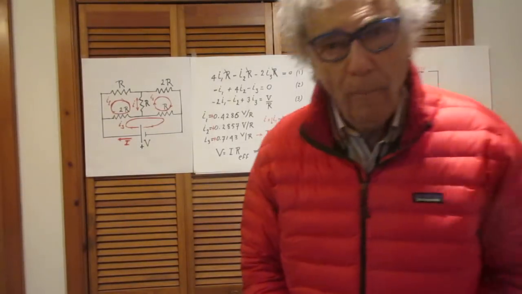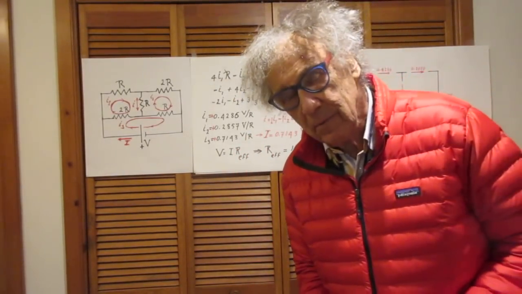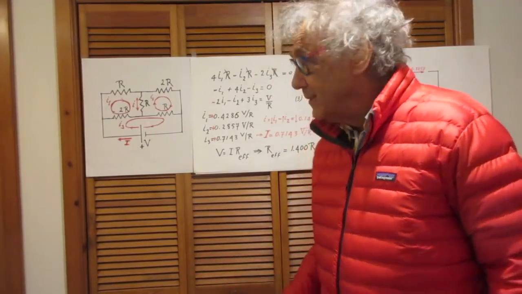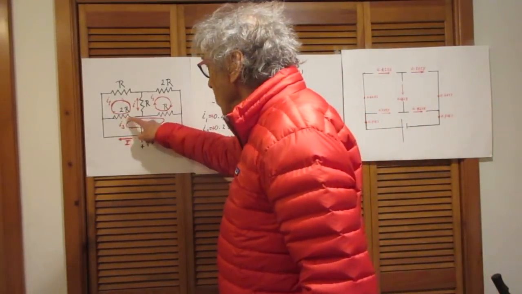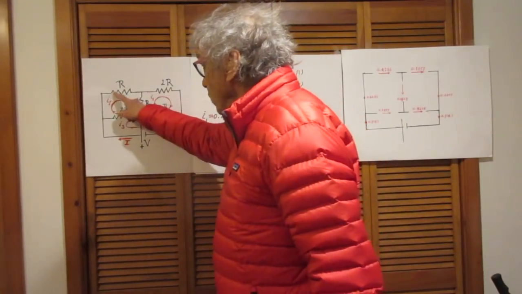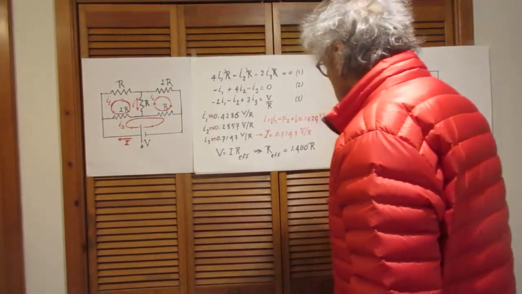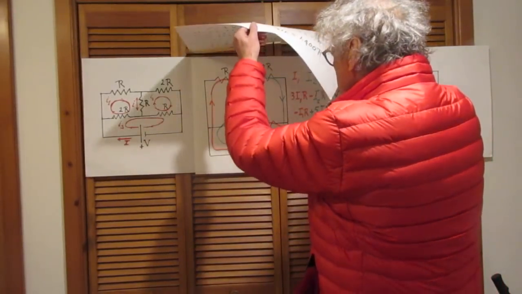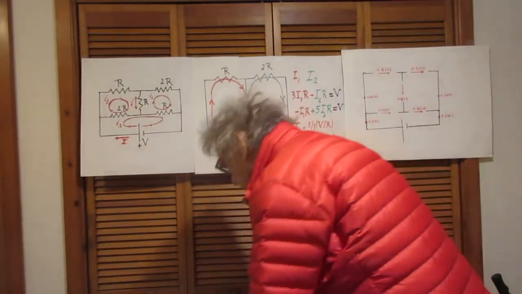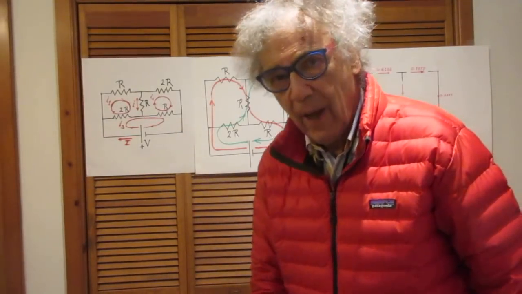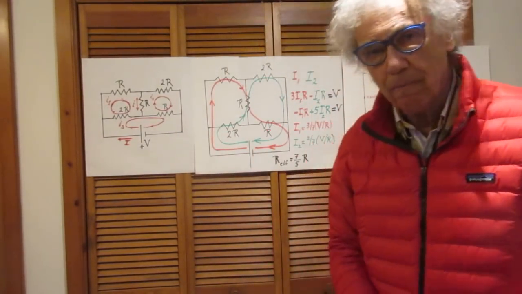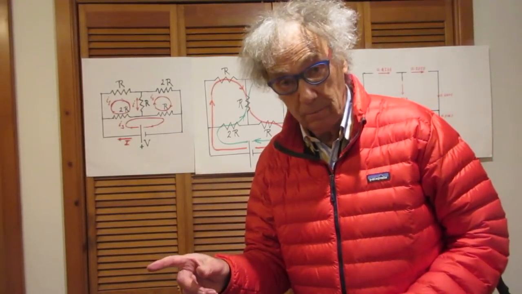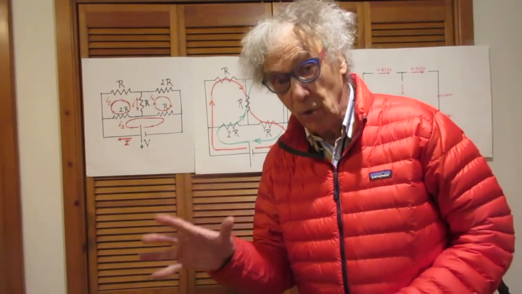I will show you now a much faster solution, which immediately includes the proof that the current here must always be the same as the current there, and the current here must always be the same as the current there. Okay, instead of three loops, I now draw two loops. But notice that all resistors are covered. I don't leave any resistor uncovered.